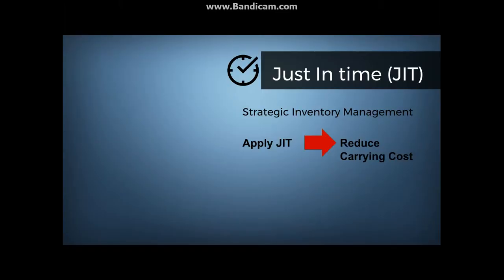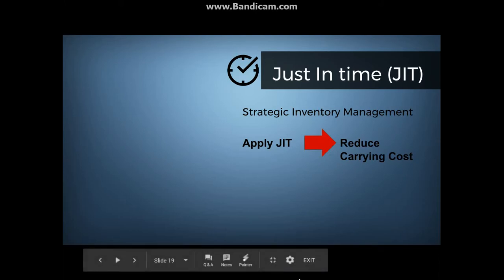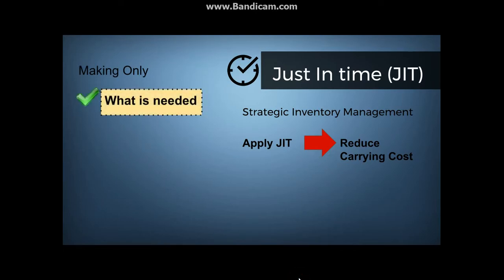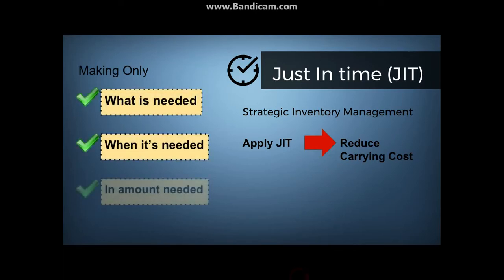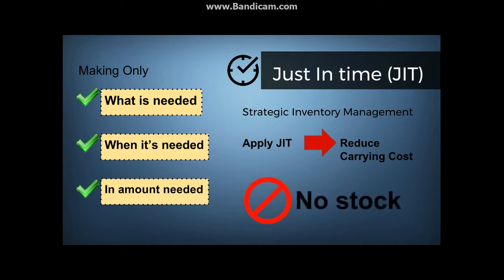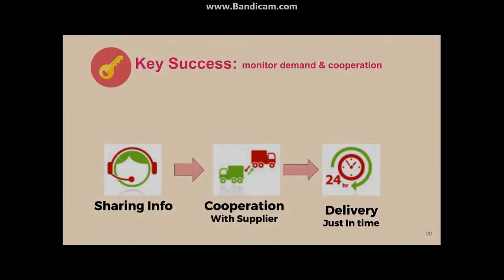Alright, here we go. Just in time is a strategic inventory management approach that helps the firm to reduce inventory costs and increase efficiency at the same time. And it means that you only produce what is needed, when it is needed, and in the amount needed. So in that case, that means you don't have to stock any inventory at all. So to make it more clear, let's see the example here.